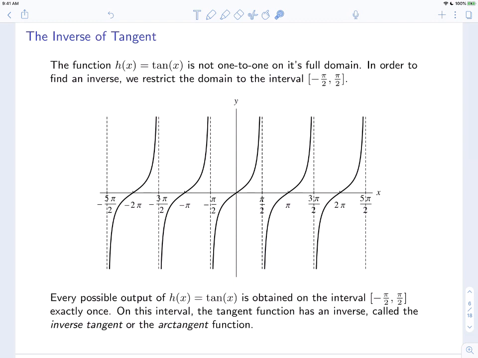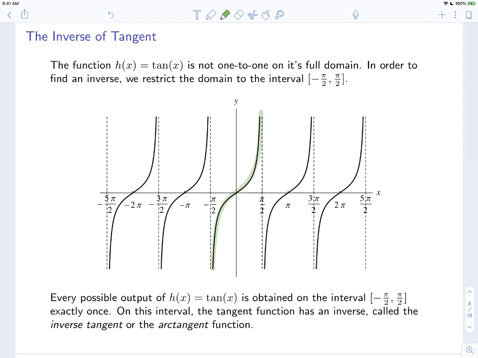We can do something similar for tangent, although it's a bit different for tangent. The function tangent, like sine and cosine, is periodic, so it's certainly not 1 to 1. You can see that it definitely does not pass the horizontal line test. However, we can choose any portion of this graph between any two vertical asymptotes, and that will give us an increasing 1 to 1 function. Normally what we do is we pick the one between -π/2 and +π/2. That's this curve right here.